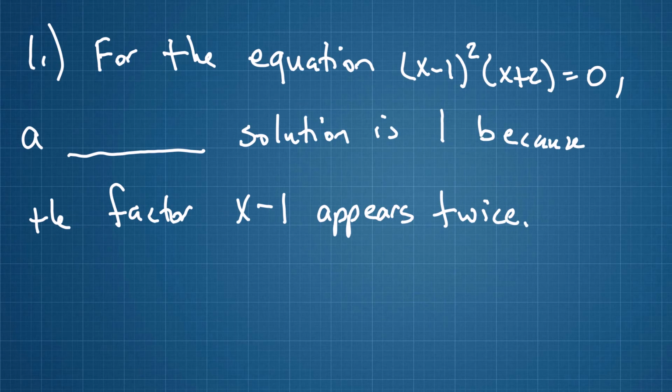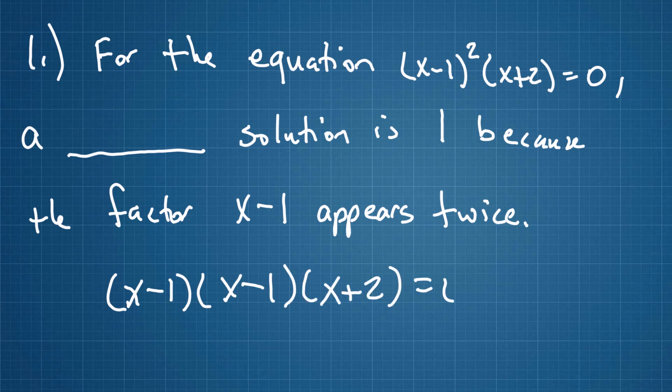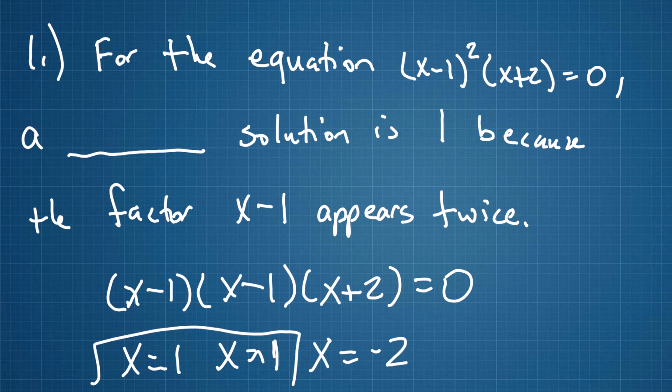For the equation (x minus 1) squared times (x plus 2) equals 0, a blank solution is 1 because the factor x minus 1 appears twice. Think about it this way, if I wrote this out the long way, I would write x minus 1 twice, and then x plus 2. If I solve all these parentheses, I get x is equal to 1, x is equal to 1, and then x is equal to negative 2. See how x is equal to 1 showed up twice? That means it's a repeated solution. That's it for number 1.